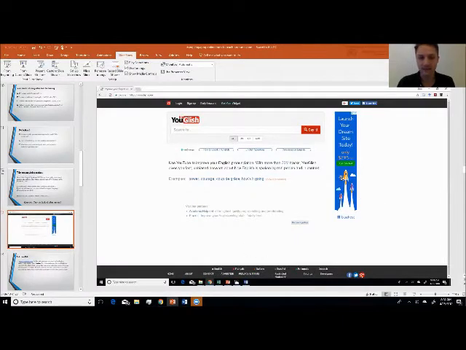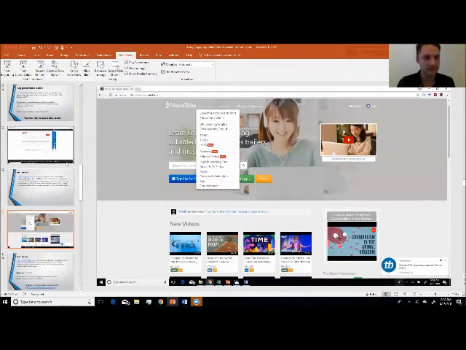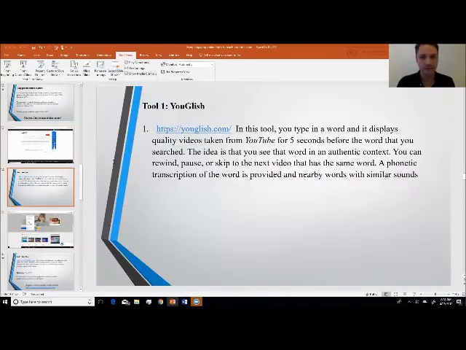So that is that one. Yep, and just to overview, you type a word and it starts 5 seconds before the word that you searched. The idea is that you see the word in an authentic context. You can rewind, pause, or skip to the next video that has the same word. A phonetic transcription of the word is provided, as are nearby words with similar sounds.